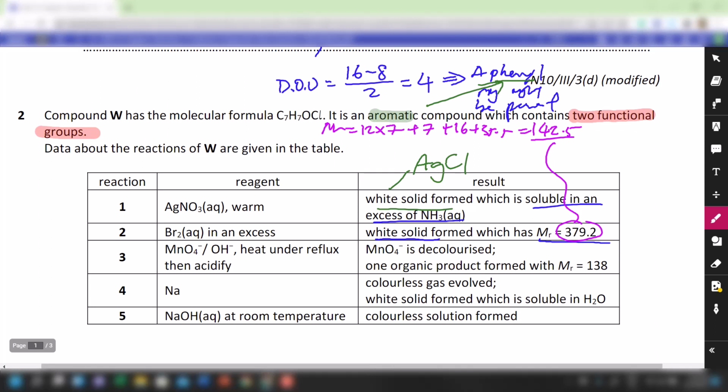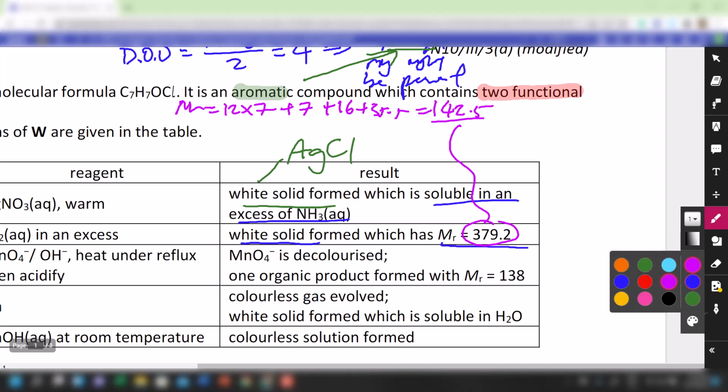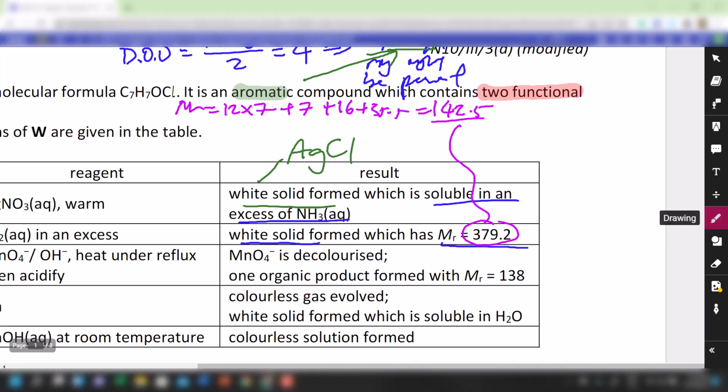Since we know that there's a phenyl ring, and this particular compound W contains oxygen as well, perhaps we can guess that maybe a phenol might be present. So a phenol functional group might be present. That's what we can tell from reaction 2. Some of you might not be aware that we can actually tell how many Br have been added solely by looking at the relative molecular mass. How do we know? I'm going to show the working here.